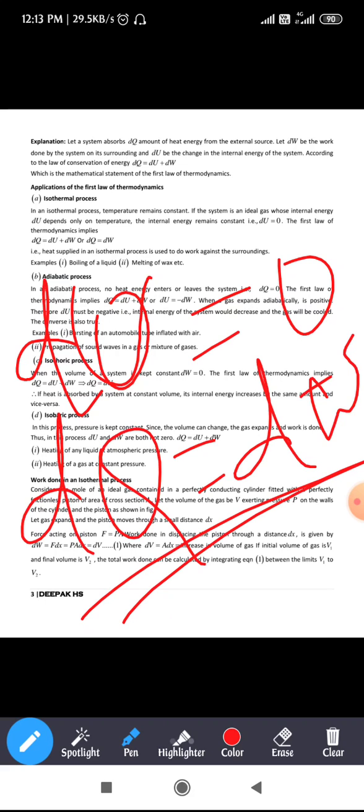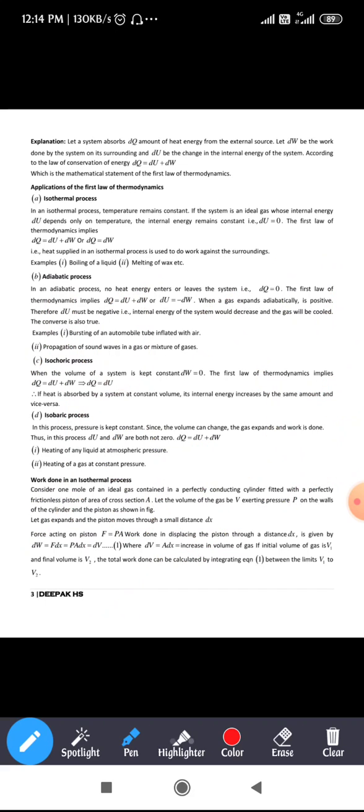So this is regarding the isothermal process. In the isothermal process, the temperature of the system remains constant. If the temperature remains constant, the internal energy also remains constant, so the change in internal energy can be taken as 0. Hence dq is equal to dw. You can conclude that the heat supplied in an isothermal process is used to do work against the surroundings.